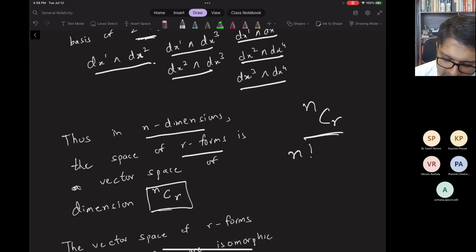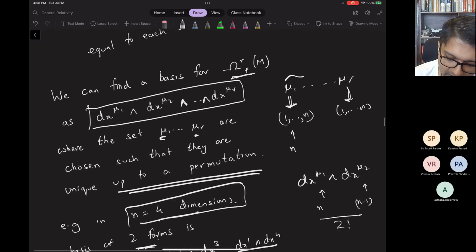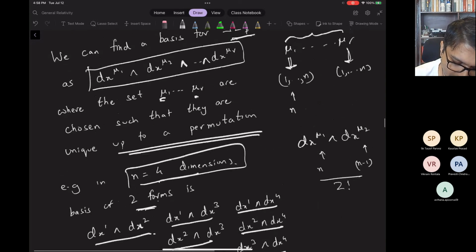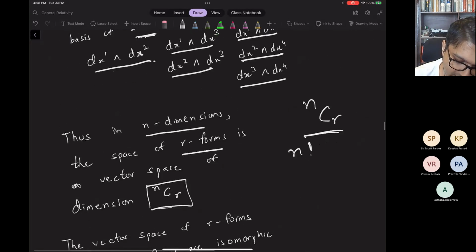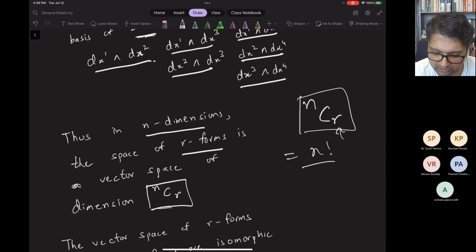So you can think of it as n factorial, the number of independent permutations I have. Sorry, the number of unique permutations that I have is n choose R, because I just need to choose R objects and I don't care about the ordering of those objects. So it's n choose R, which is n factorial by R factorial times n minus R factorial.